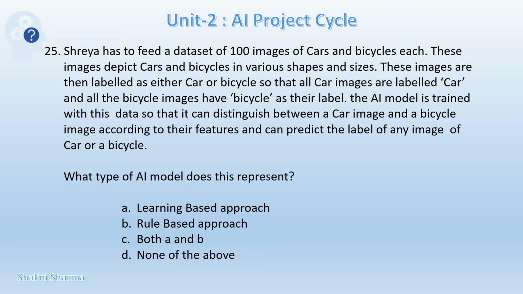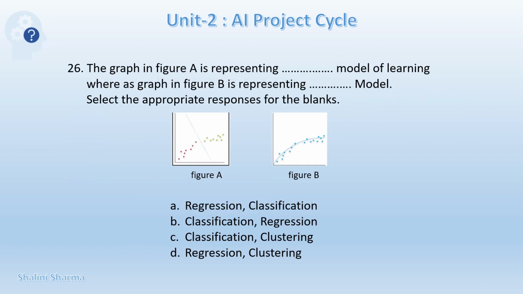Option A, learning based. Option B, rule based approach. Option C, both A and B. Option D, none of the above. And the correct option is learning based approach, as in this case the images are being fed and the system is learning on its own. So the approach being followed in this is learning based.